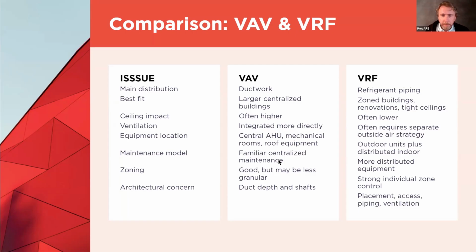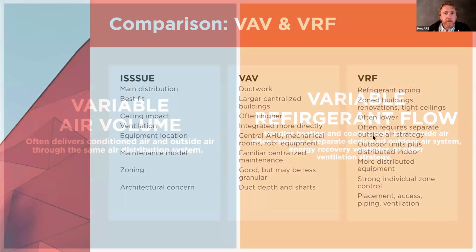Maintenance. Basically, the maintenance model for VAV is that they just go up to the unit, whereas for VRF you have to go to each of the units throughout the space. For zoning, VAV can zone, but VRF is much stronger at zoning. And for VAV, we need to consider the duct depths and shafts. Particularly with fire, when it comes to VRF, you may or may not do any rated shaft, but it generally doesn't really need that because you just do a pipe penetration through a rated wall.